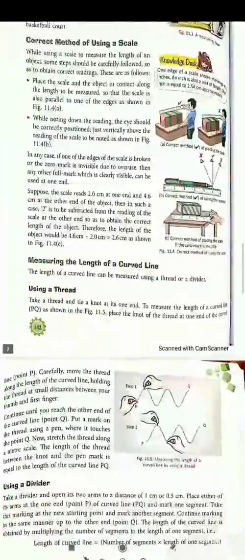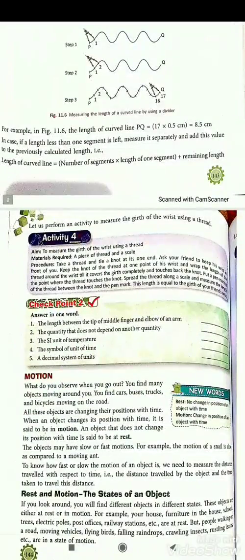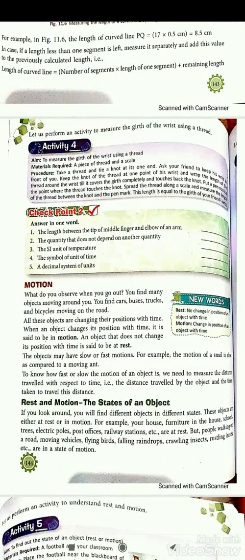Let's see where it is. Okay, here on page number 144. Checkpoints 2, answer in one word. The first question is, the length between the tip of the middle finger and the elbow of an arm is. Like in checkpoint 1, the length of the foot is known as foot. Here, the length between the elbow and the middle finger is known as cubit. C-U-B-I-T, cubit. Clear, students? Okay.